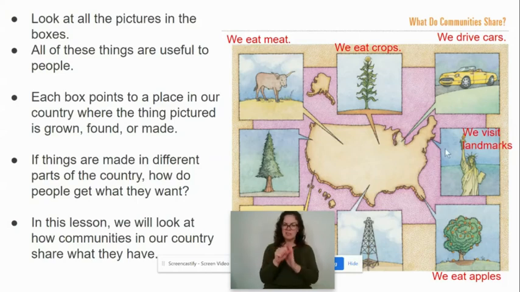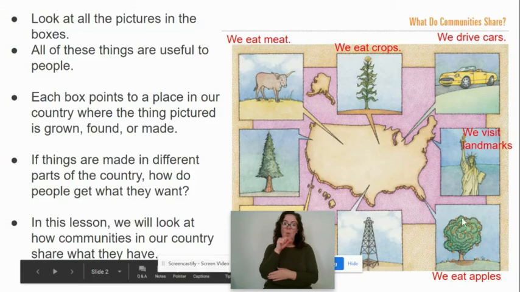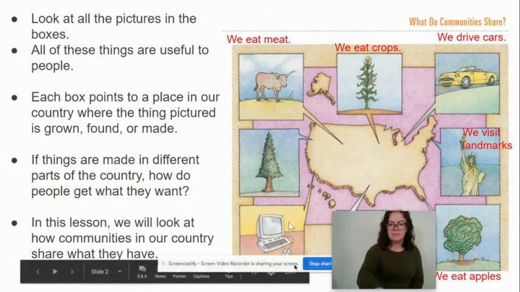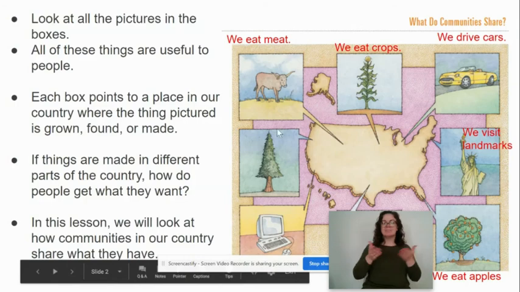Landmarks, the Statue of Liberty. From reading this year, we know that the Statue of Liberty is in Ellis Island, New York, which is right here. Orange trees. We eat lots of fruits and vegetables, so we're going to find that here in Florida. And oil rigs are here in Texas. California produces a lot of computers. And then here in the West, they have lots of trees.